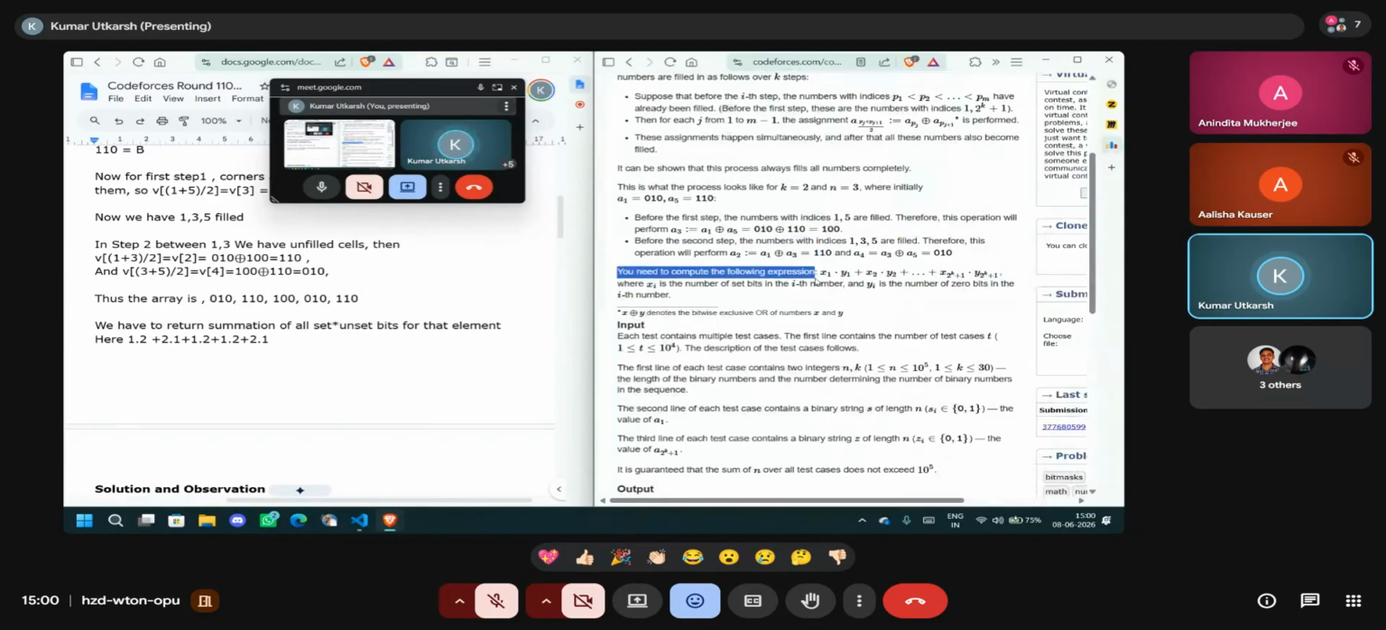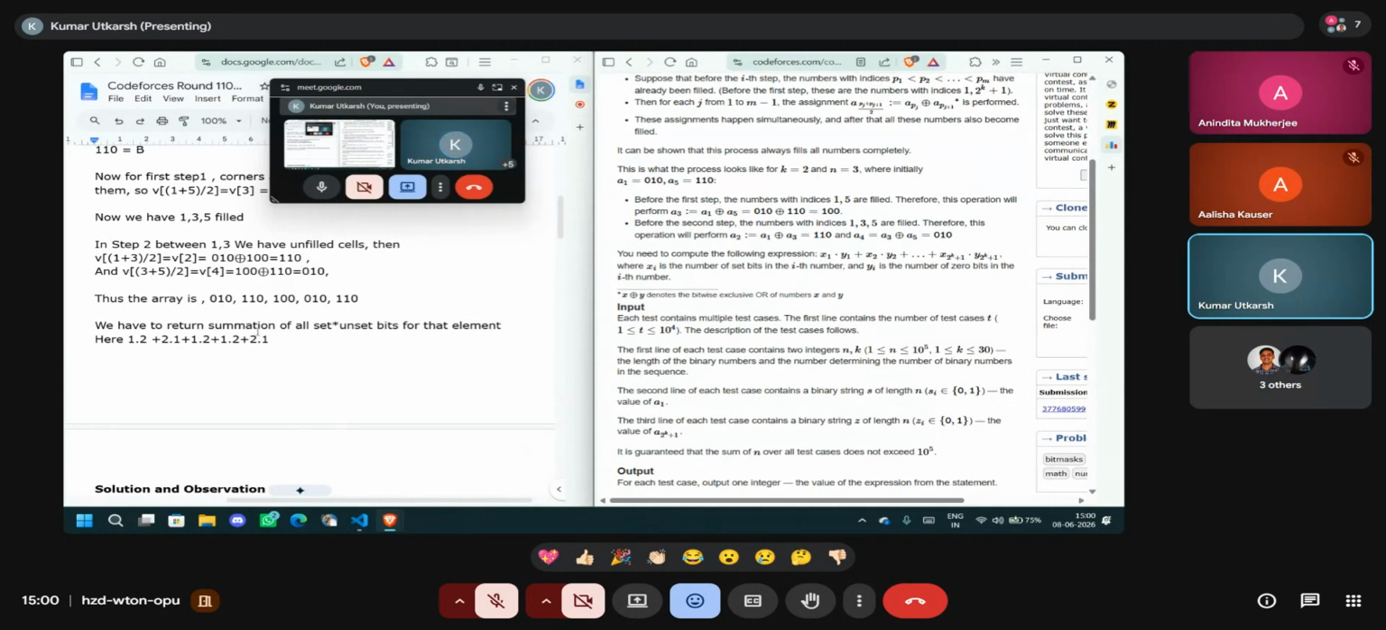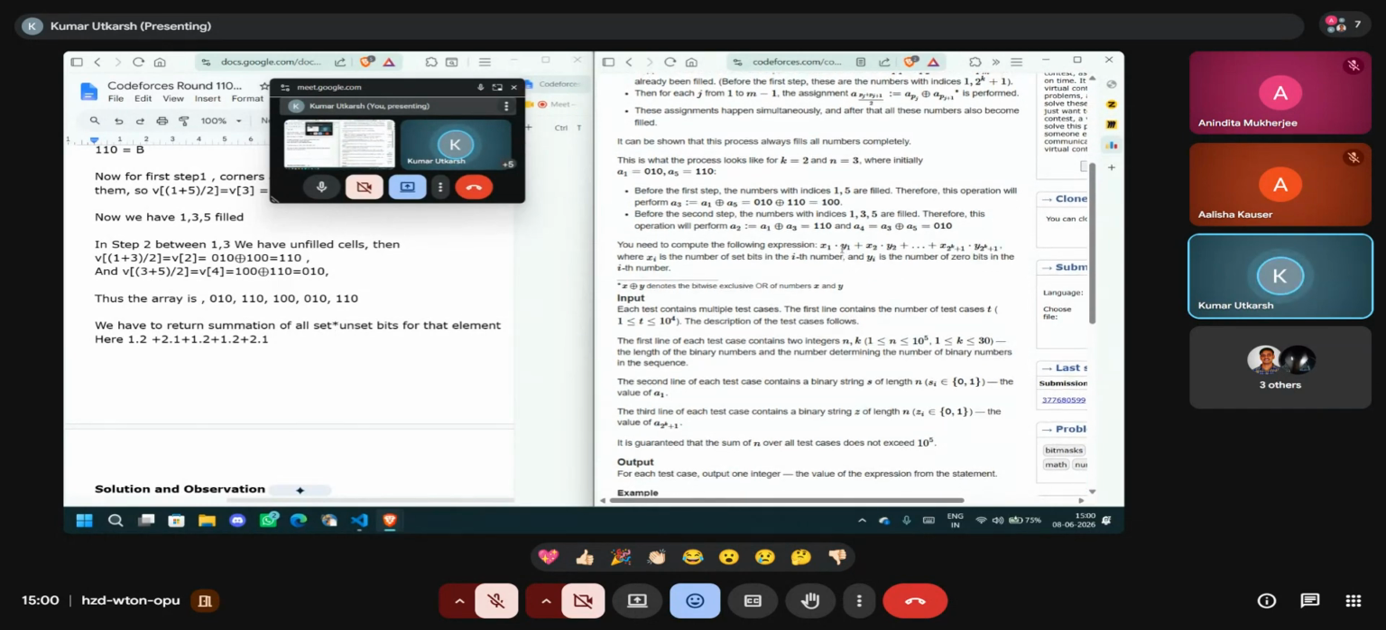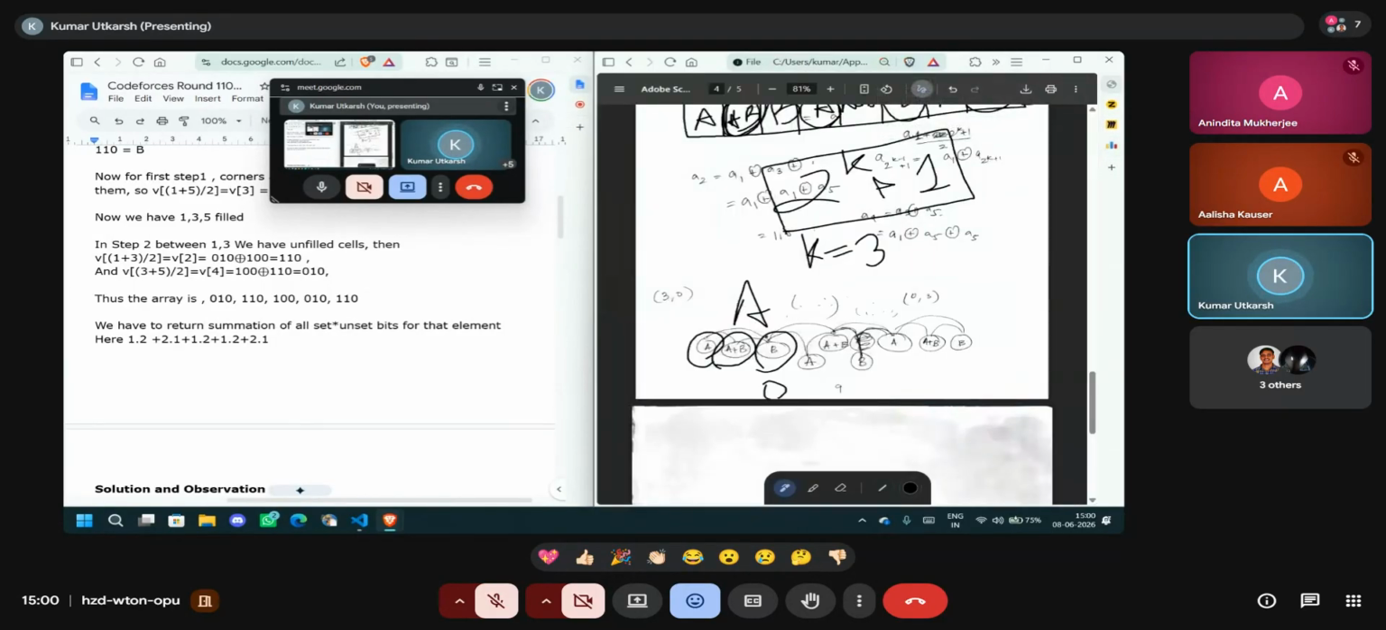you need to compute the following expression, that is x1 into y1. It is asking us to return the summation of set bits into unset bits. I hope you all know what is set and unset bit. Set bit is nothing, it's just 1, and unset bit is just 0. So this is the count of set bits into unset bits for each number. So we only have 4 combinations possible.